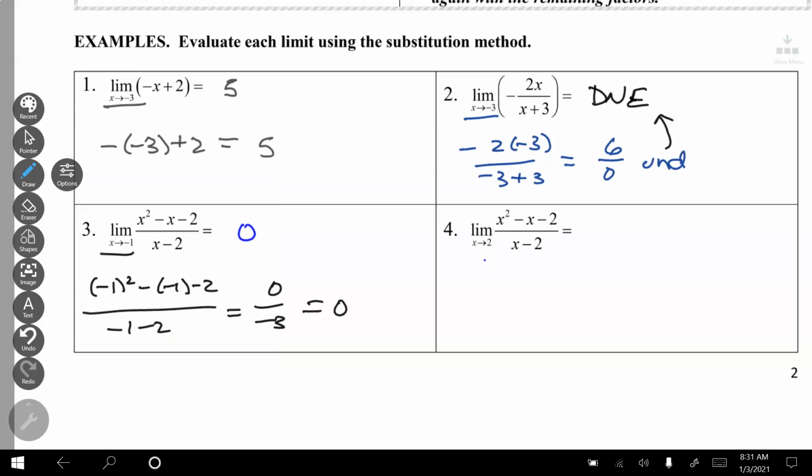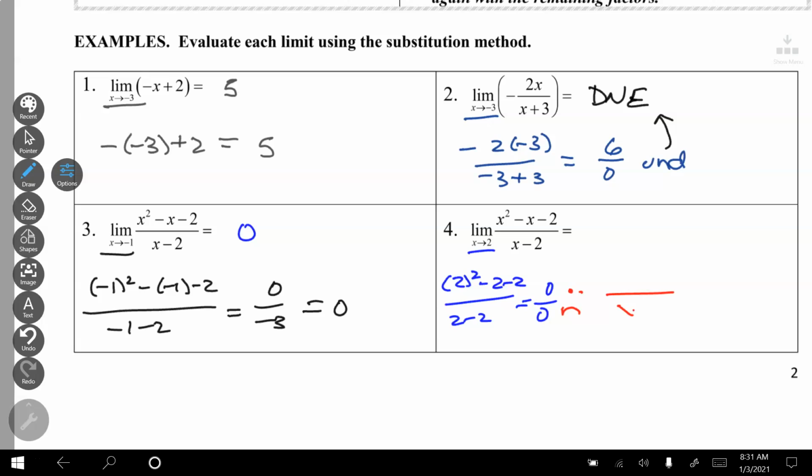And this last one, I'm going to plug in 2. 2 squared minus 2 minus 2 over 2 minus 2. I get 0 over 0. Not happy. Frowny face. So now I'm going to factor. And if you ever get 0 over 0, that means you better have a factor in the numerator and denominator that will cancel out. That has to happen.